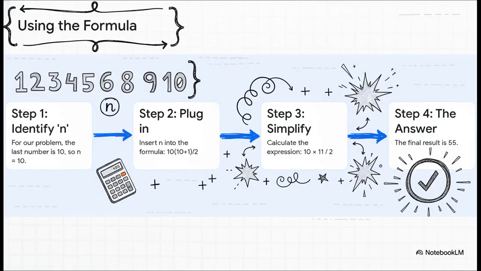It's actually incredibly simple. Step 1, figure out what n is. That's just the last number in your list, which for us is 10. Easy. Step 2, you plug that 10 right into the formula. So now you've got 10 times (10 plus 1), all divided by 2. Step 3 is just doing the math. That simplifies to 10 times 11 divided by 2, and for our final step, boom, the answer is 55. See? No long addition, way less chance of making a mistake. Just a super clean, super quick calculation.